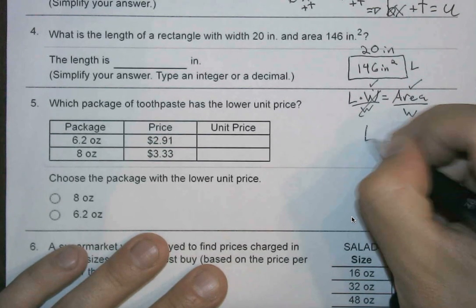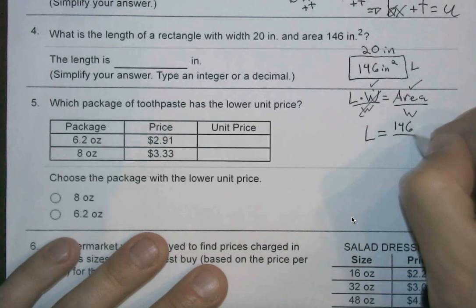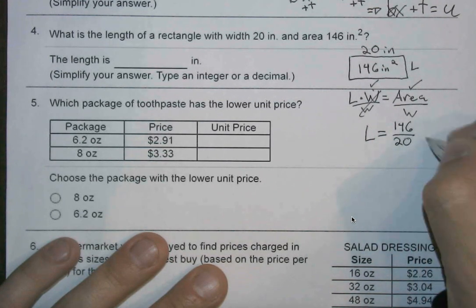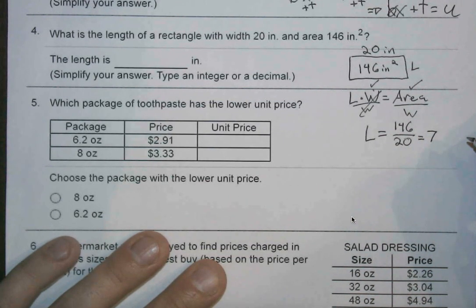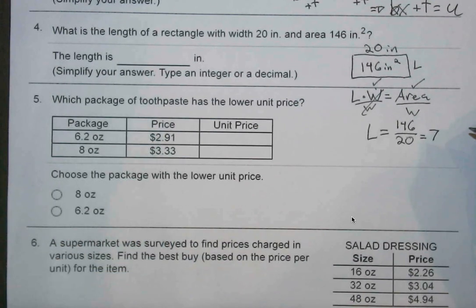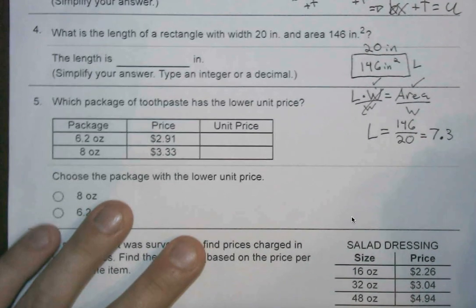So when we plug in with our numbers accordingly, the area was 146. The width was 20. This gets you approximately 7.3. 7.3 sounds about right. So 7.3 inches.